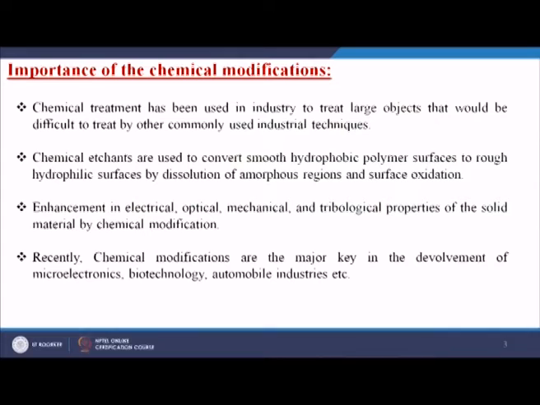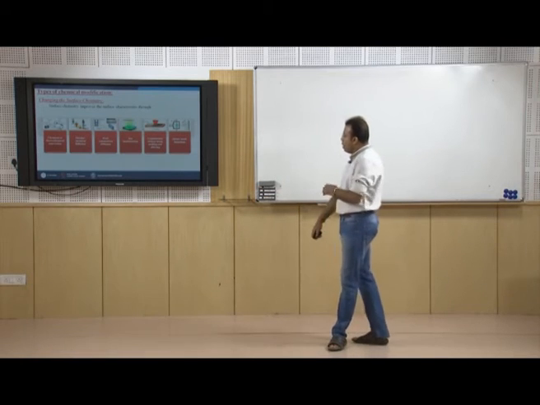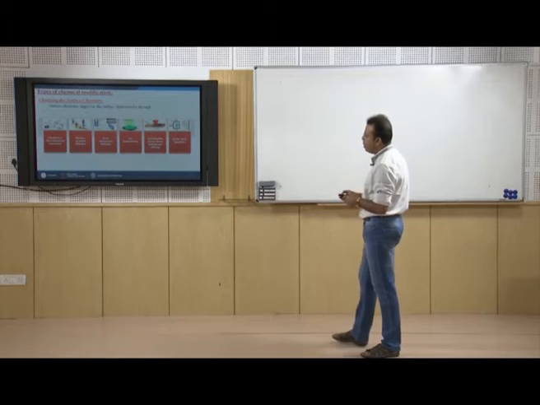Chemical modification also enhances the electrical, optical, mechanical and tribological properties of solid materials. And the last one is that recently chemical modifications are a major key in the development of microelectronics, biotechnology and automobile industries. So, these are the different zones where we are using chemical modifications. What are the types of chemical modifications?